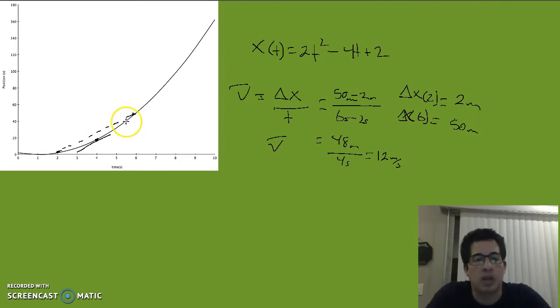So what we could do is shrink down this approximation until those points are really, really close together. And this is actually the definition of something we're going to be learning about in calculus.